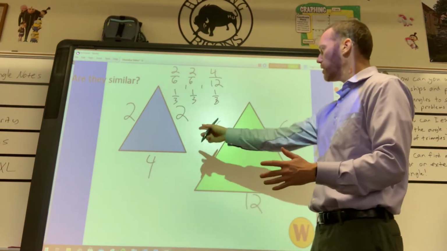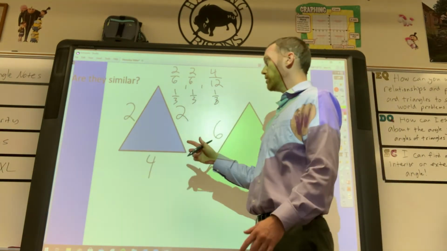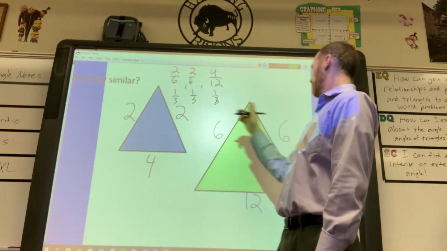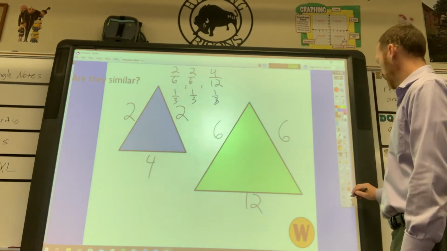So when you're comparing the sides and trying to find the relationship, go through the same pathway each time. 2 divided by 6, 2 divided by 6, 4 divided by 12. Always start with the numbers on that side.